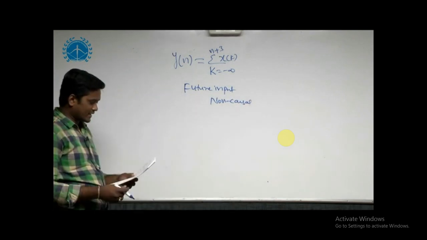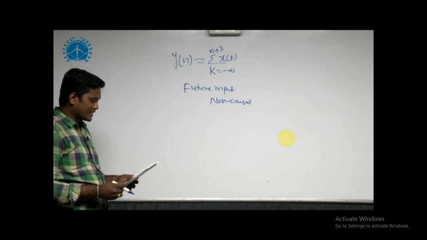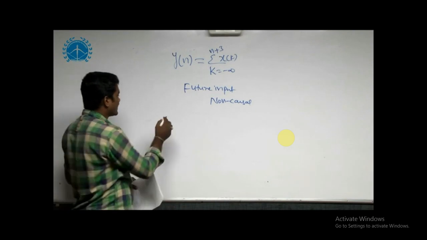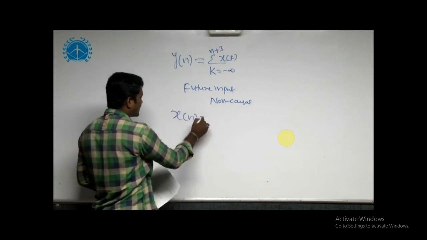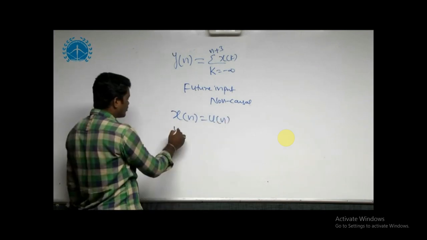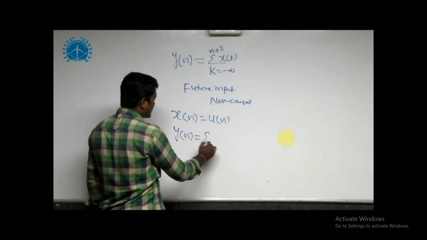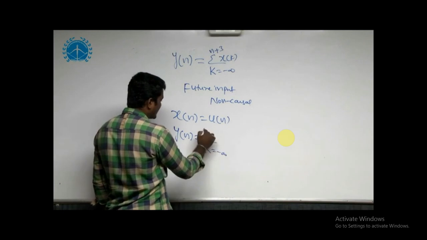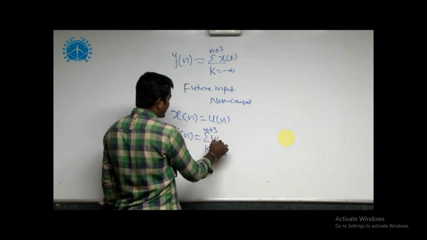Next, see the stability of the system. Let us apply a bounded input to the system. Let us apply x[n] = u[n], which is a bounded input. Now observe what is the output. y[n] = sigma k = -infinity to n+3 of u[k].